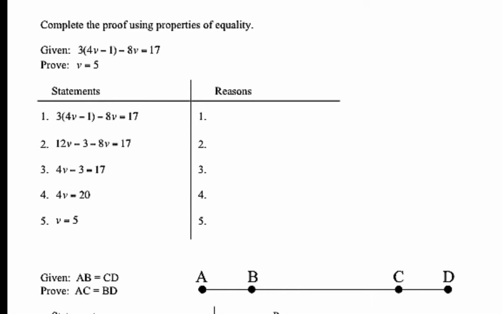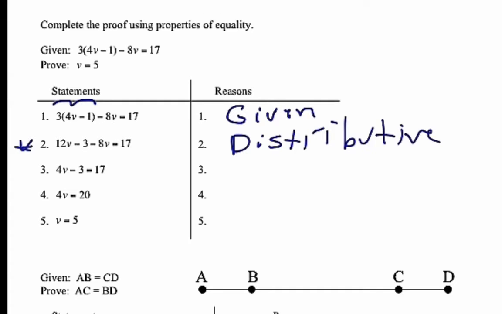In this proof, we start by writing the given information, which was 3 times the quantity 4v minus 1 minus 8v equals 17. Now you might be tempted to start too soon and say, oh, I'm going to distribute, so this will be the distributive property. Don't do that. In fact, what you're doing is saying, this was given to me, and in the next step, when I distributed, it was okay to write statement number 2 because I distributed to get there. If I could spell distributed. So I just used the distributive property to write that statement.